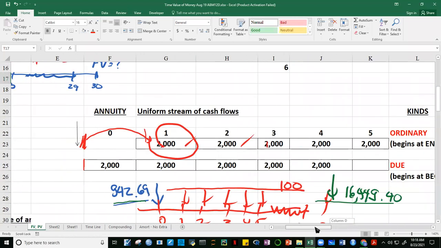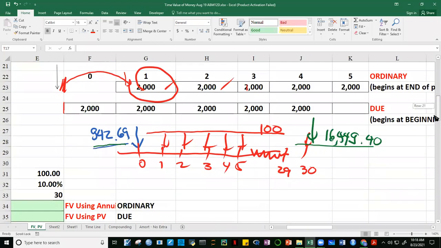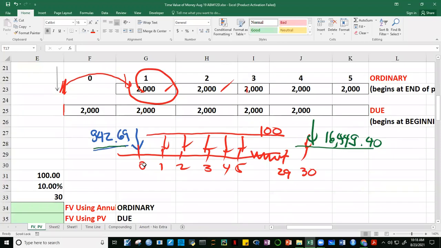Ibig sabihin yan, okay, I think I have an illustration here. Ang ibig sabihin yan, guys, take a look at this timeline. So, meron tayong from 0 up to year 30, na tig-100, starting at year 1. This is Annuity Ordinary. No? Kaya nagsimula siya sa year 1. Now, it's equivalent to 942.69.